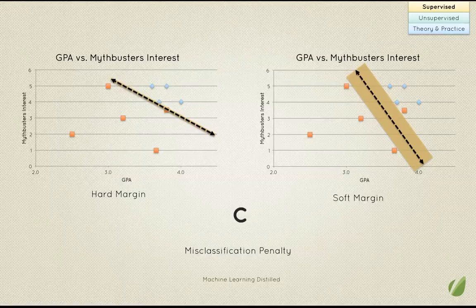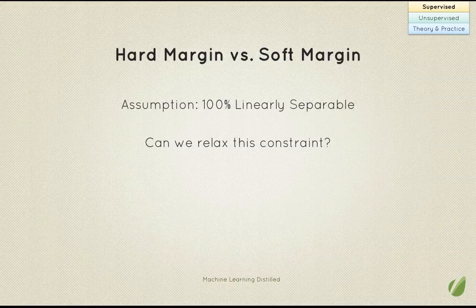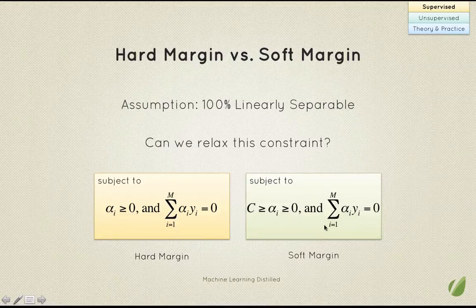Let's look at how we can do this with our support vector machine math. This version of an SVM is called a soft margin SVM. If we assume that the data is 100% linearly separable, then we have a hard margin. We have to get all the data separated. What if we relax this constraint? Well, it turns out all we have to do is change our constraints from this version on the left, the hard margin, to this soft margin where we put in a value C that is the maximum value for alphas. And when we solve this, we allow for some misclassification.